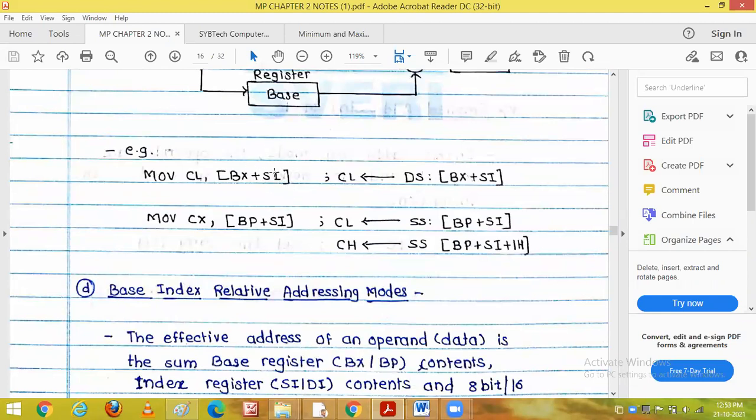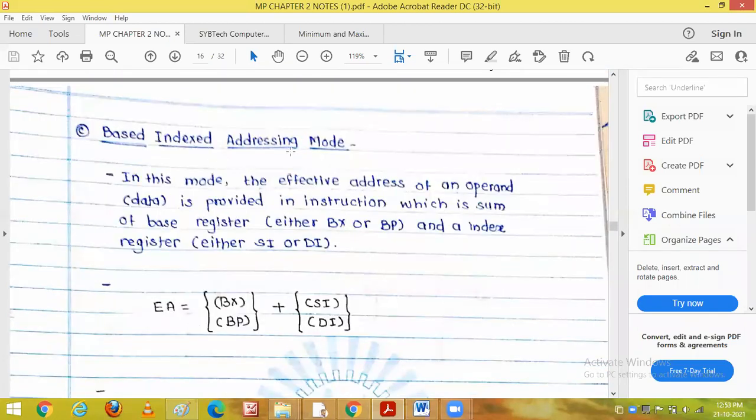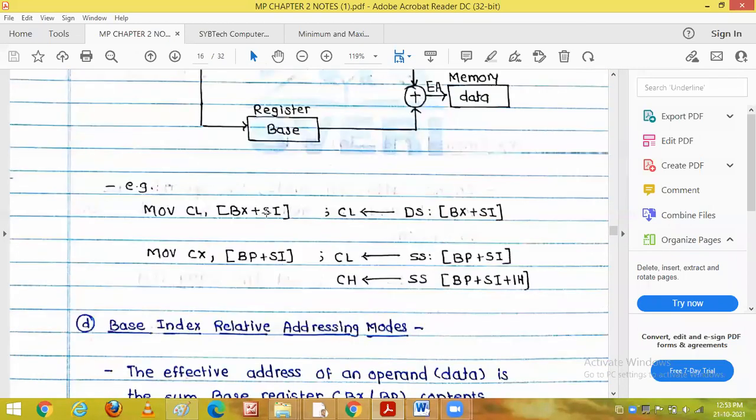Only these positions you have to check, verify, and understand: that is source index addition with the base register, and these two you transfer into the C register with the help of the data segment. So the data segment will transfer these two values to the C register in this based index addressing mode. That is the third one.